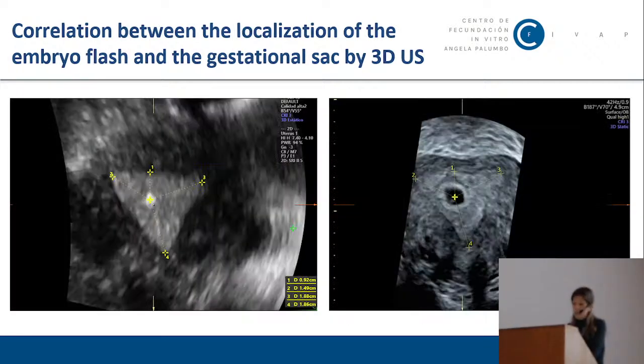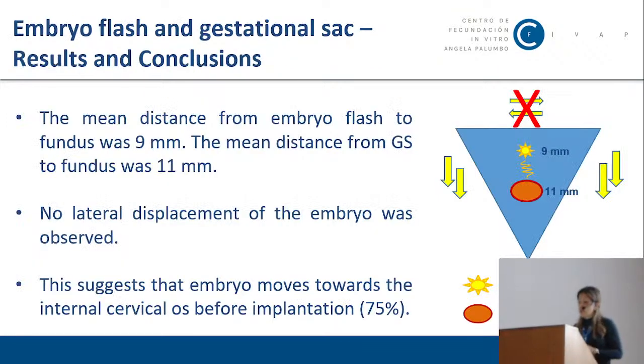Here we can see how we make the measurements in the coronal plane in both cases, with the embryo flash and with the gestational sac at 5 weeks of pregnancy in the first ultrasound. Our results and conclusions: the mean distance from embryo flash to the fundus was 9 millimeters, and the mean distance from the gestational sac to the fundus was 11 millimeters, and no lateral displacement of the embryos was observed.